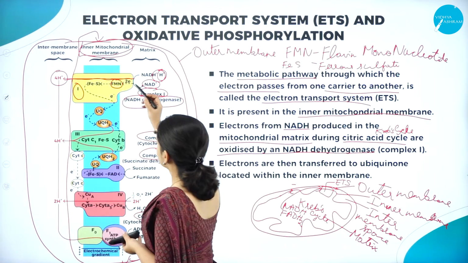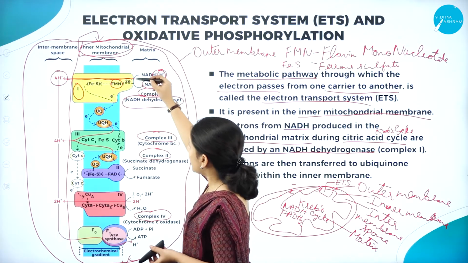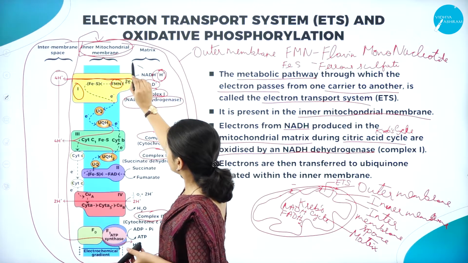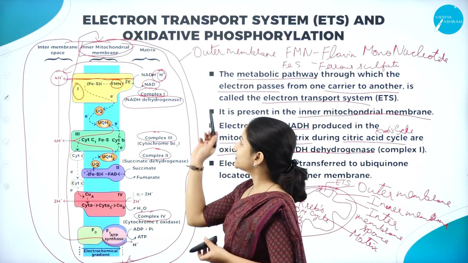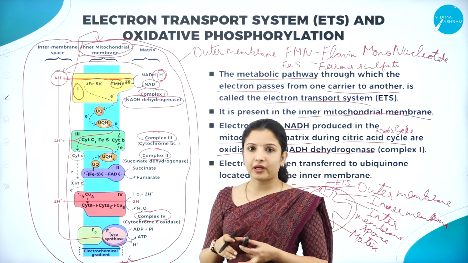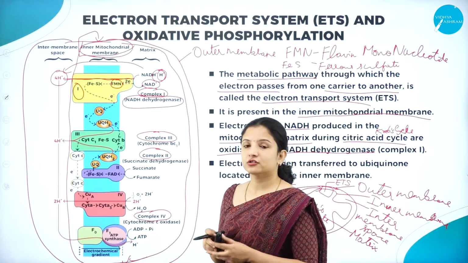So the electrons, as I told you, as the hydrogen is being lost here, that hydrogen from the matrix will move into the intermembrane space, passing the inner mitochondrial membrane. So there is something which should carry the hydrogen. So what is that?